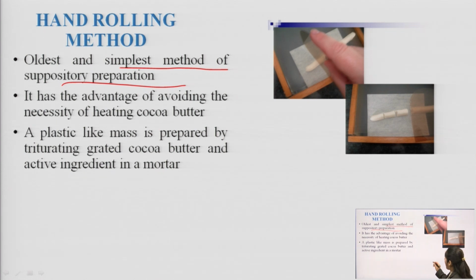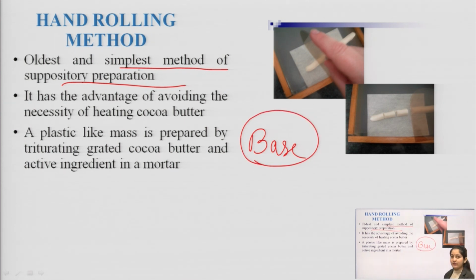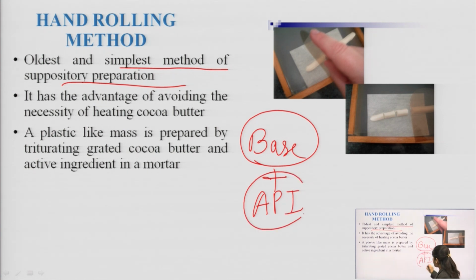Now, let us understand what happens here. We take the base. The base can be anything. It can be emulsified butter, cocoa butter, theobroma oil, emulsifying agents, or water miscible bases as well. Depending upon the need of an individual, we can choose the base, and in this base we are going to incorporate our API. API is nothing but our medication. If we are going to produce a suppository which is antibacterial in nature, then in such cases our API is going to be antibacterial.